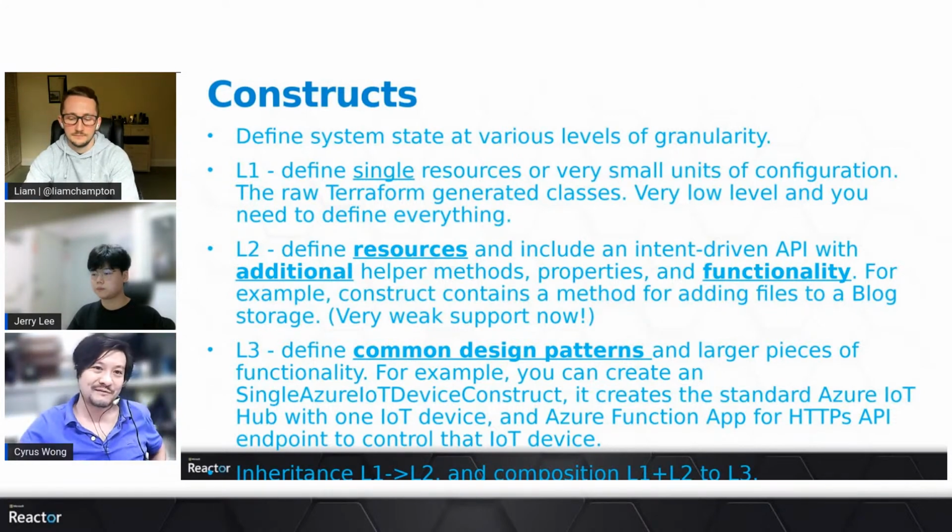But for myself, actually, I jump from layer 1 to layer 3. I start to build some layer 3 constructs. The level 3 construct actually becomes a pattern. For example, you may have an application. I create a construct called single Azure IoT device construct. It will be just a single line of command, create a class, with a few parameters, and you will have an Azure IoT hub, storage account, Azure function, and then process the IoT data to remote control something. You embed a lot of Azure resources and Azure services together by a single construct, and it becomes an application. This is layer 3.